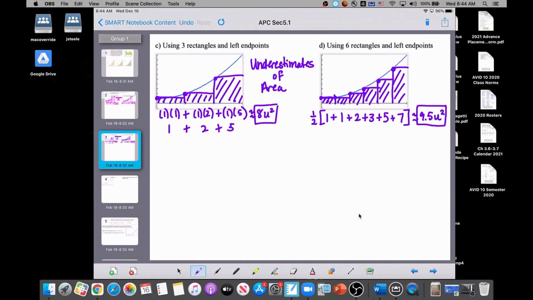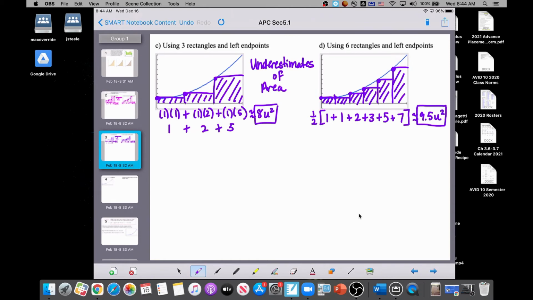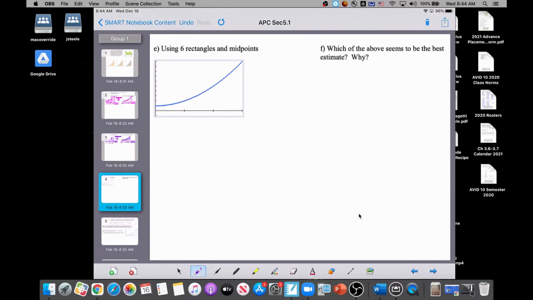However, we would say that 9.5 is a better estimate, just like when we did our right endpoints, we would say that 14 was our better estimate. So it's safe to say right now that the area under our curve has to be somewhere between 9.5 and 14. Well, the question is, can we do any better than this? Of course we can, because the best way to estimate, and I'm kind of answering letter F already, is to use midpoints for our rectangles. Not left endpoints, not right endpoints. We want to use midpoints.